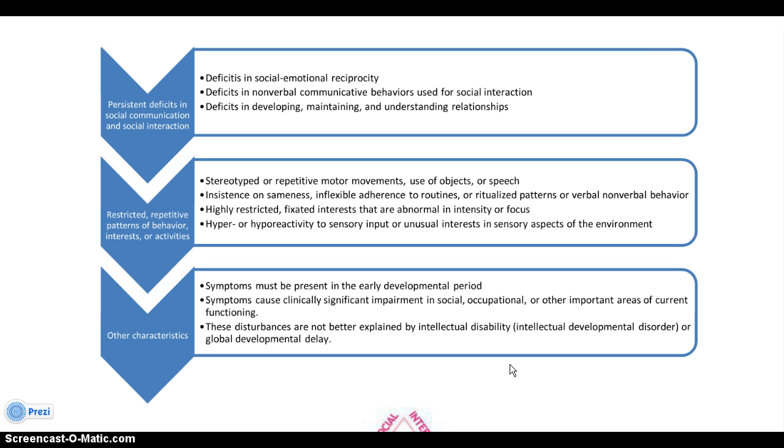The DSM-4 had autism and Asperger's as two separate conditions. This new definition combines both of them together. So in your textbook, when they talk separately about autism and Asperger's and childhood disintegrative disorder and pervasive developmental disorders, all of those are now under the same category.